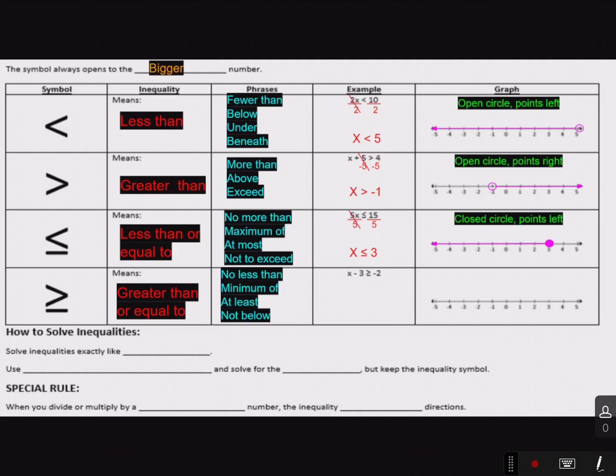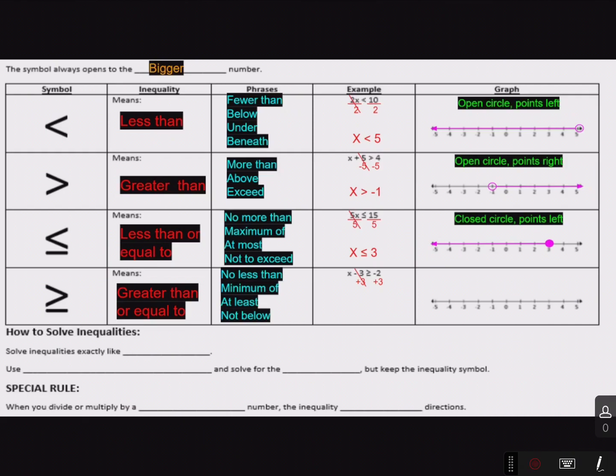All right, let's go ahead and look at that last example for this one. We have x minus 3 is greater than or equal to negative 2. We have a minus 3, so our inverse would be to add 3 on both sides of the symbol. The original 3's cancel, and that gives us x is greater than or equal to negative 2 plus 3.